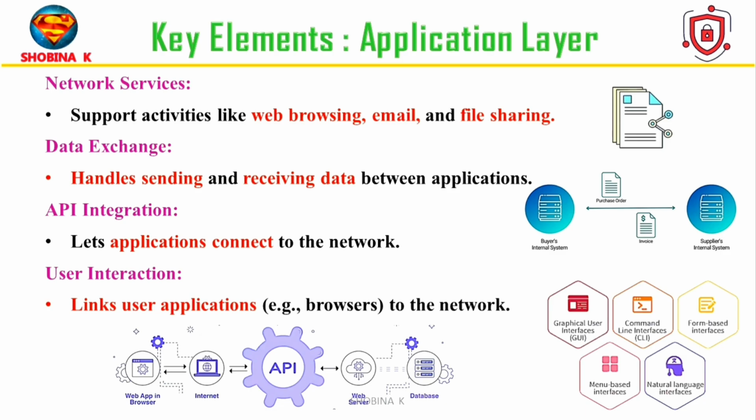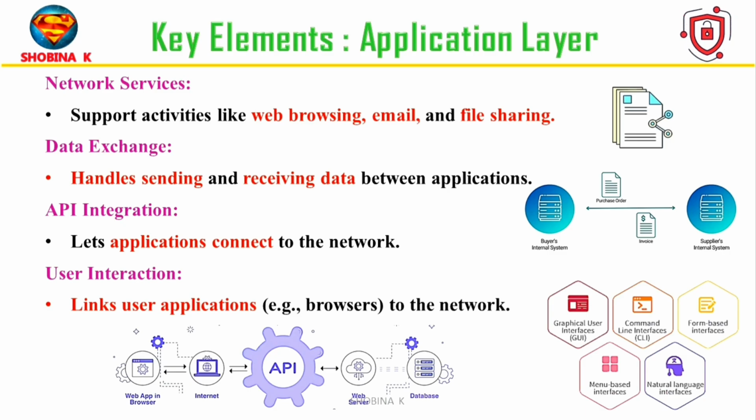First, network services. Services like web browsing, email, and file sharing are implemented at application layer. Protocols such as HTTP, SMTP, and FTP operate at this layer to provide these functionalities. Next, data exchange. Application layer handles the formatting, transmission, and reception of data between applications. It ensures the data is properly packed and understood by both sending and receiving applications.